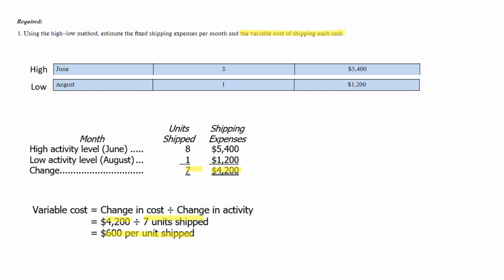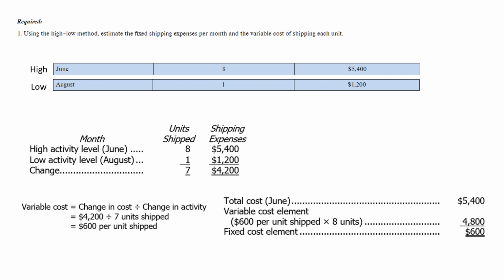And so once again, we can use the information we just found, that $600 per unit shipped, to figure out our remaining question, which is the estimated fixed shipping expense per month. Looking for this, we're going to use the same information. We're going to pick one of our data points up above to fill in our information. So let's say we went with the June high information. Here we have our total cost in June, which we know was our 5,400 up here. So we're going to fill that in. We're going to take away our variable cost elements.